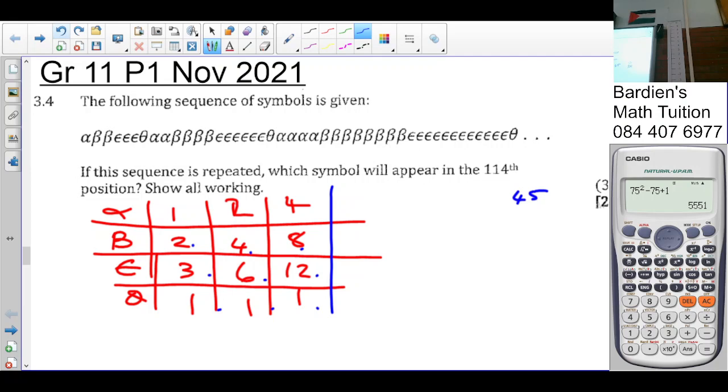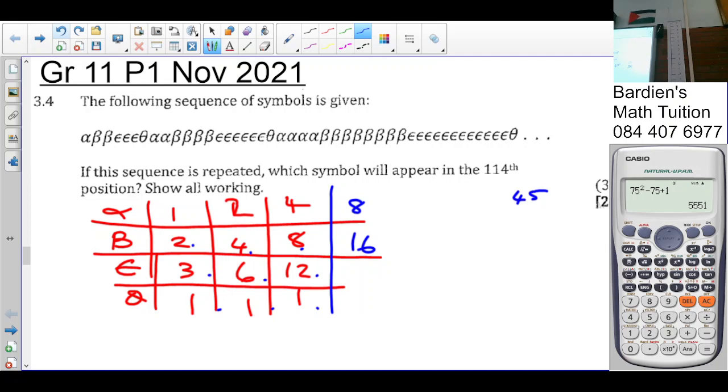How many alphas are there going to be in the next one? 1, 2, 4, then must go 8. How many betas will there be in the next one? 16. You got 2 times 2 is 4, times 2 is 8, and 8 times 2 is 16. How many element signs will there be? 3, 6, 12.